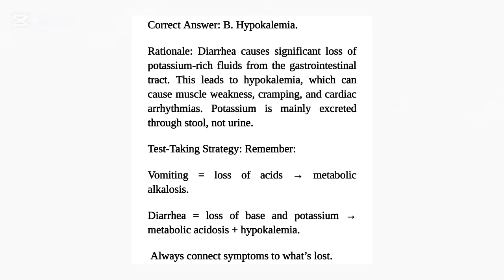Rationale: diarrhea causes significant loss of potassium-rich fluids from the gastrointestinal tract. This leads to hypokalemia, which can cause muscle weakness, cramping, and cardiac arrhythmias. Potassium is mainly excreted through stool, not urine. Test-taking strategy. Remember, vomiting equals loss of acids, metabolic alkalosis. Diarrhea equals loss of base and potassium, metabolic acidosis, plus hypokalemia. Always connect symptoms to what's lost.